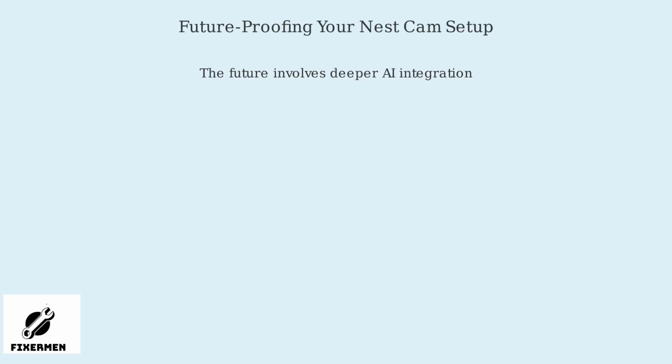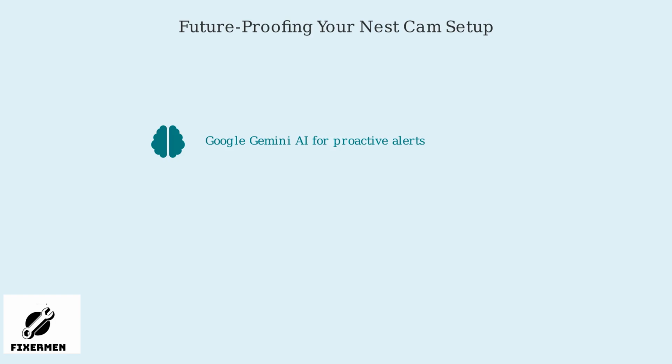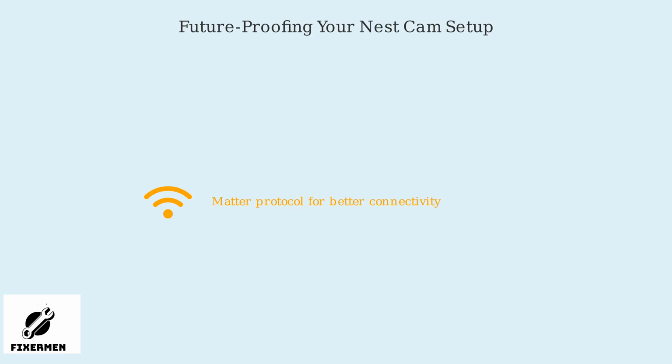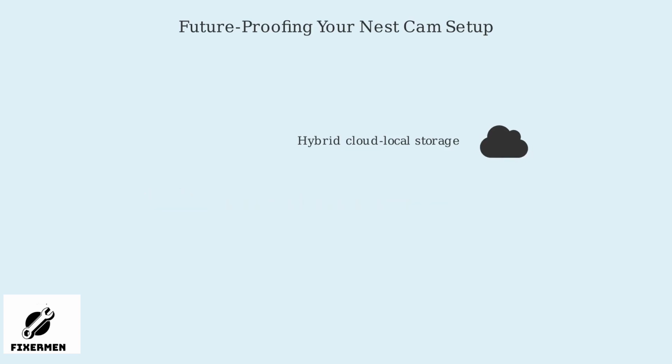Future-proofing your Nest Cam setup means preparing for upcoming advancements that will make your camera more reliable and integrated. Deeper AI integration is coming, with Google Gemini AI providing proactive alerts that can predict potential issues before they happen. Better ecosystem connectivity through protocols like Matter will ensure seamless integration with other smart home devices, preventing recording gaps in complex setups.